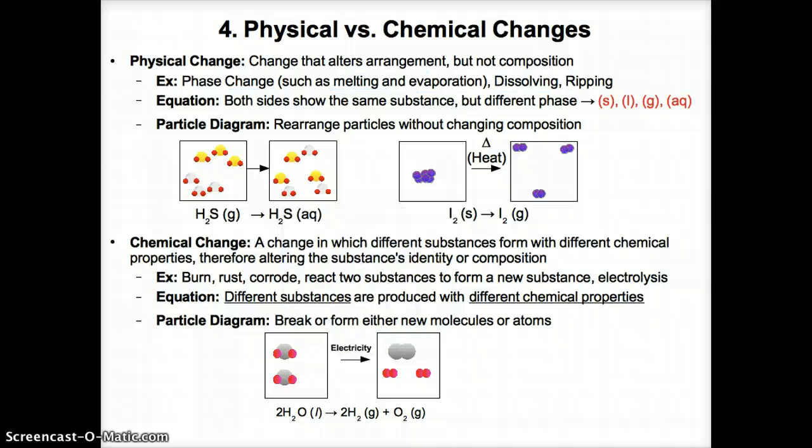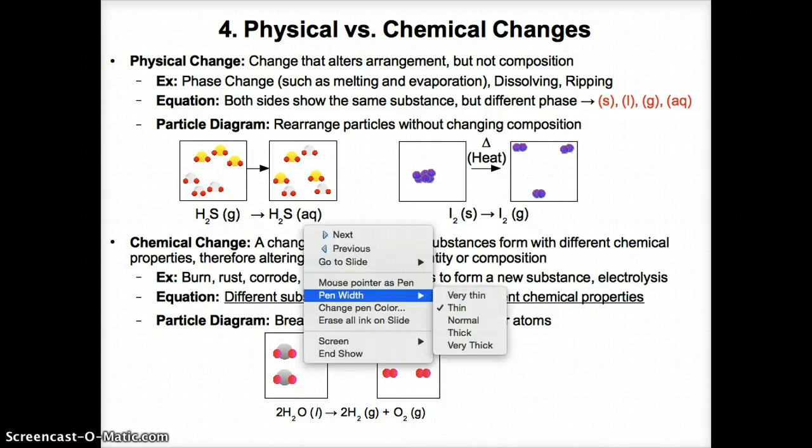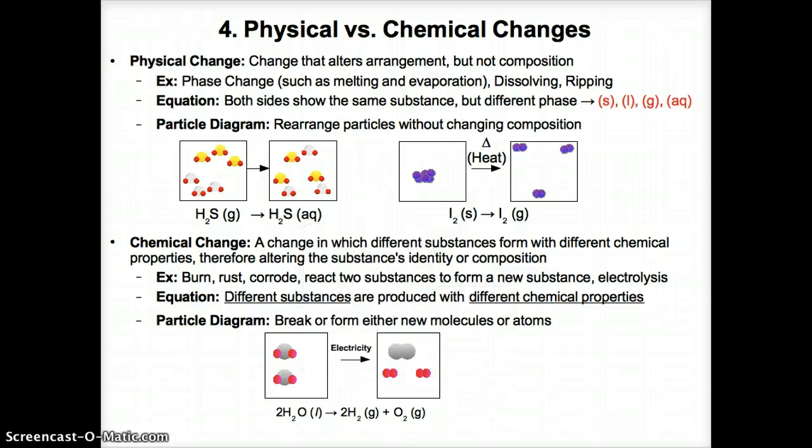Next, physical change equations, which look like this or like this, show the same substance on both sides, just different phases in parentheses. So S is for solid, L is for liquid, G is for gas, and AQ is aqueous, meaning a substance dissolves completely in water. For example, as shown on the left here, H2S(g) or dihydrogen sulfide gas will dissolve in water during this change that's physical to form H2S(aq) or dihydrogen sulfide solution. So you have H2S on both sides, just one is gaseous phase and the other one is aqueous phase.